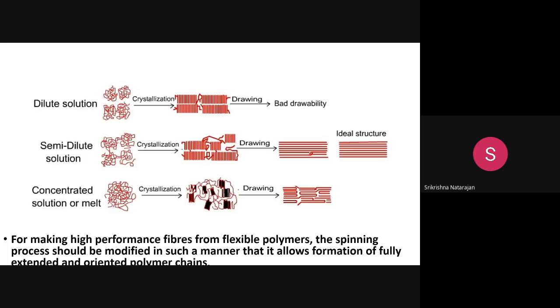See, this is the diagram explaining. If you take a concentrated solution, instead of using a dilute solution, what will happen? You will still get crystallization, because crystallization happens during the spinning, and also during the drawing, and also during the heat setting. At three stages, the crystallization, to some extent, will be happening. In every stage, there will be an increase in the.